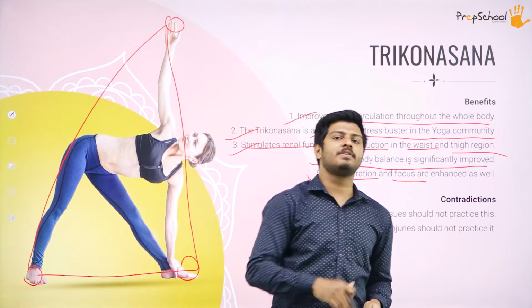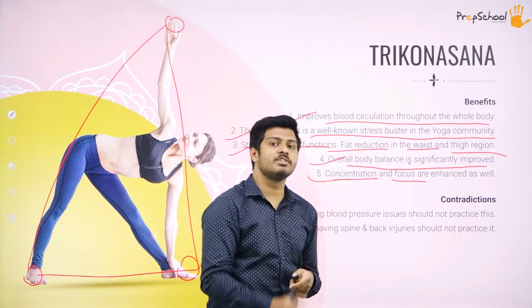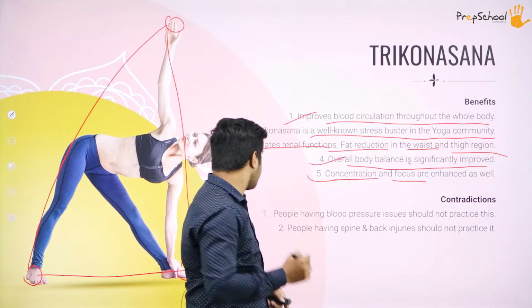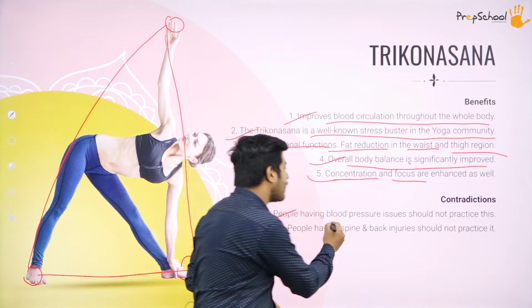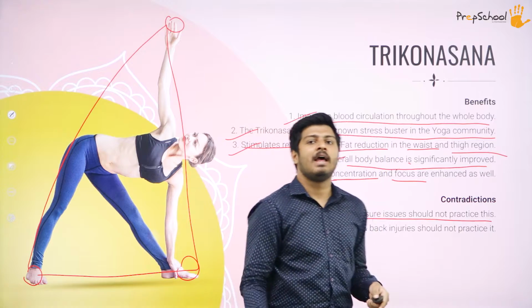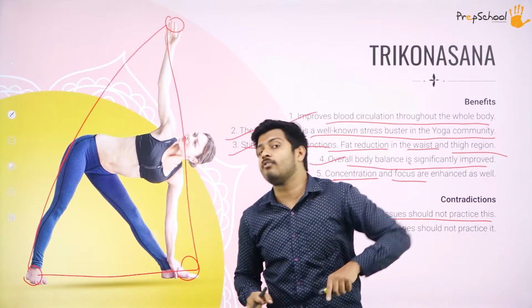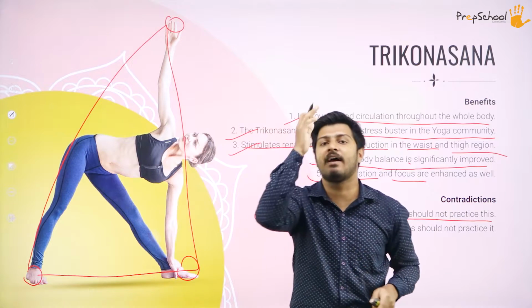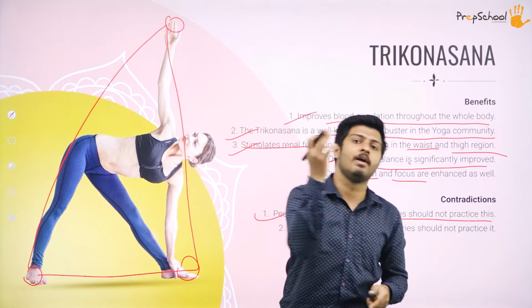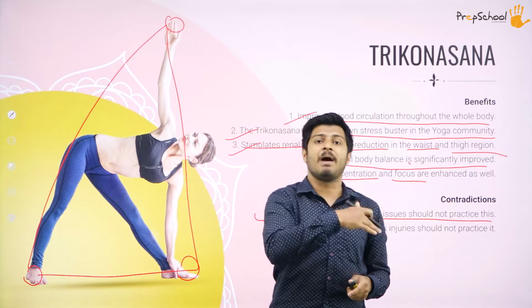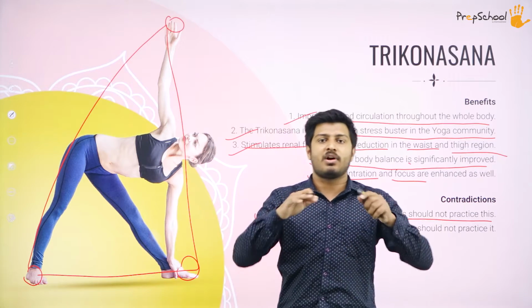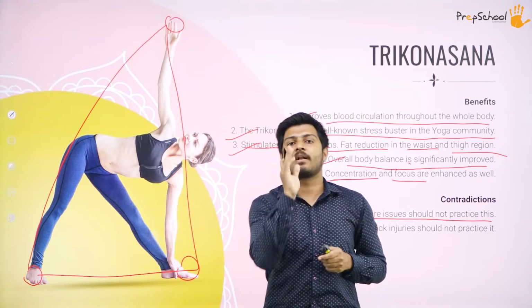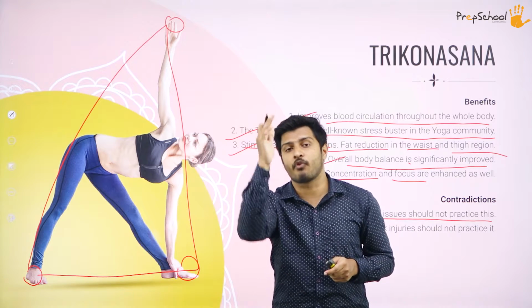Okay? Given all the benefits, let's now jump into the contraindications of Trikonasana. What are those? First, people who are having blood pressure issues should not practice this. Again, like I said, here they have not mentioned low blood pressure or high blood pressure. They have said blood pressure. That means if you have irregular blood pressure coming up and down all the time, it's not stable, then you're not supposed to practice Trikonasana. It's a contraindication for you.